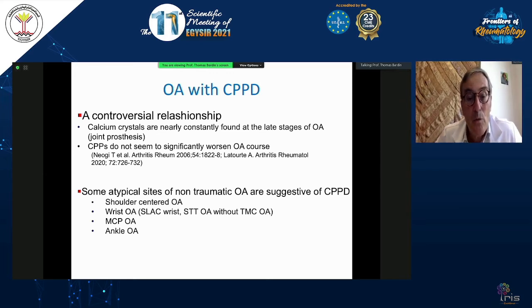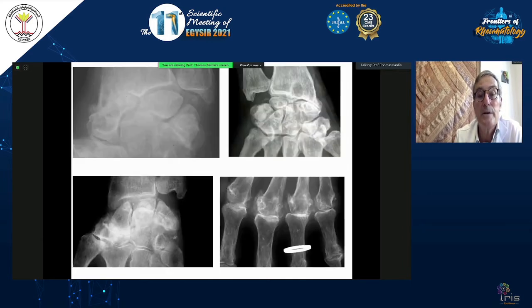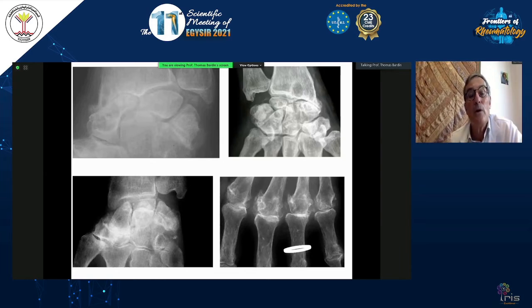However, as clinicians, we know that some atypical sites of non-traumatic OA are frequent in CPPD. For example, the shoulder-centered osteoarthritis, the non-traumatic wrist osteoarthritis, slack wrist, isolated STT OA without trapeziometacarpal OA, MCP OAs, and also ankles which have not been traumatized. And in patients with these atypical features, we systematically look for CPPD and frequently, not always, but frequently find some chondrocalcinosis.